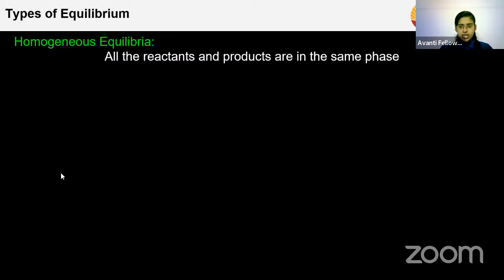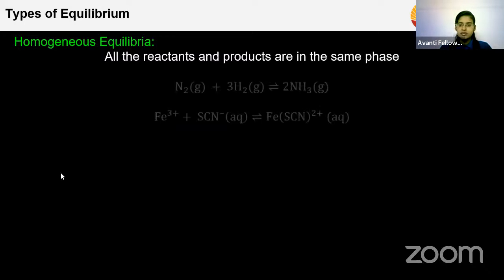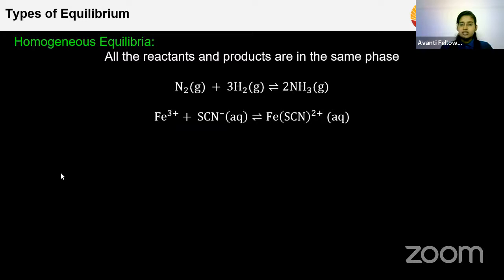Same phase means if the reactants and products are in gaseous phase, then it is said to be an example of homogeneous equilibrium. I will give you an example. Here you see the first reaction, we have nitrogen and hydrogen as the reactants and NH3 is the product. The phase of all the reactants and products is gas. So it is an example for homogeneous equilibrium. And for the second reaction, the phase is aqueous. So the phase remains the same for the reactant and product, and those are called homogeneous equilibrium reactions.